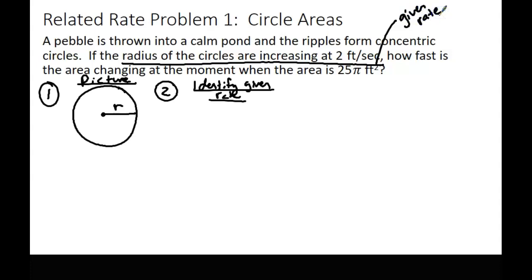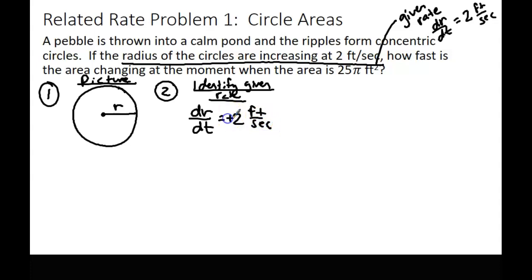Okay? Now, it's the rate of change of what? What is it talking about is changing here? It says the radius is changing, and this is over time. So the rate of change of the radius with respect to time is 2 feet per second. So that's my given rate. They gave me the rate of change of the radius with respect to time is 2 feet per second.